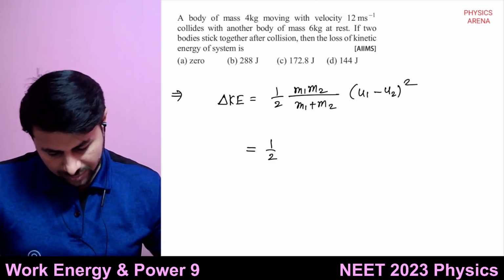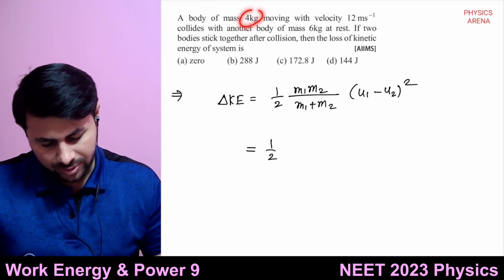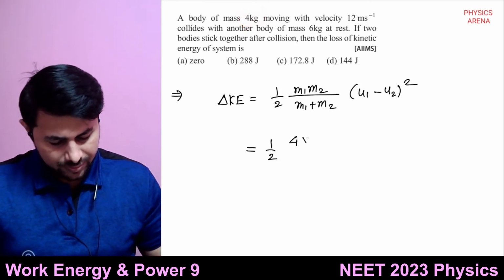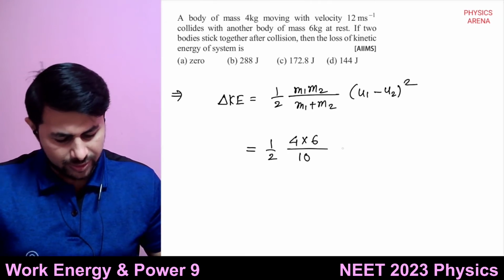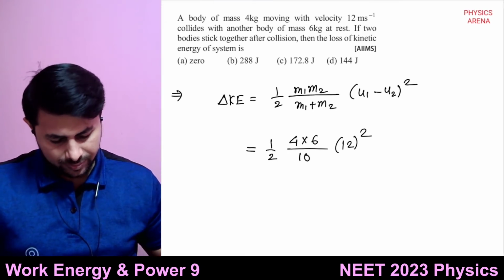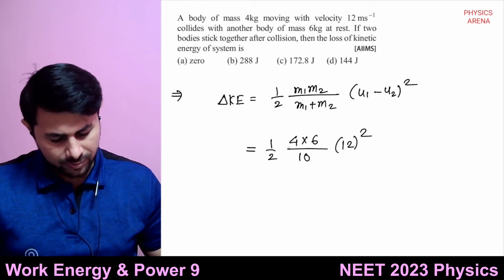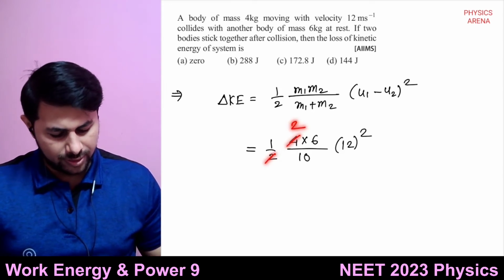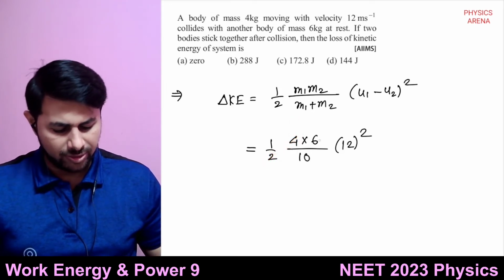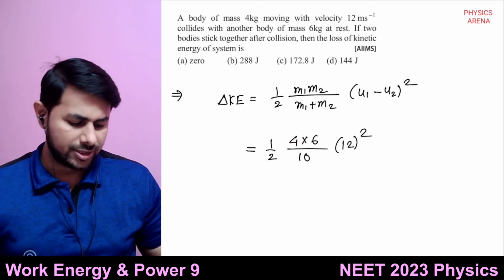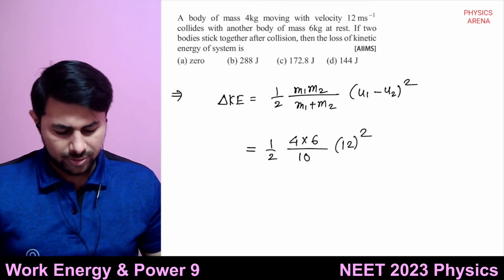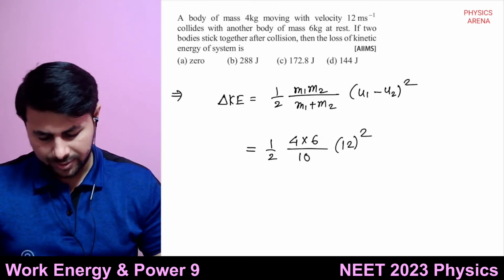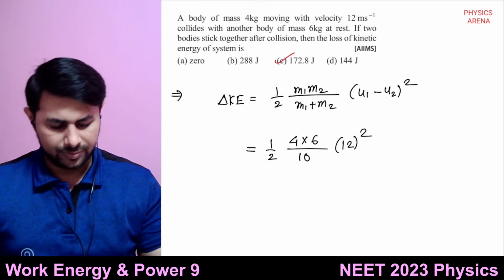Okay, m1 times m2, so 4 times 6 upon 4 plus 6, 10, u1 square is 12 square, right? So 4 divided by 2 is 2, 2 times 6 is 12, so it is 12 cube divided by 10. So how much is 12 cube? Yeah, option C is the answer.